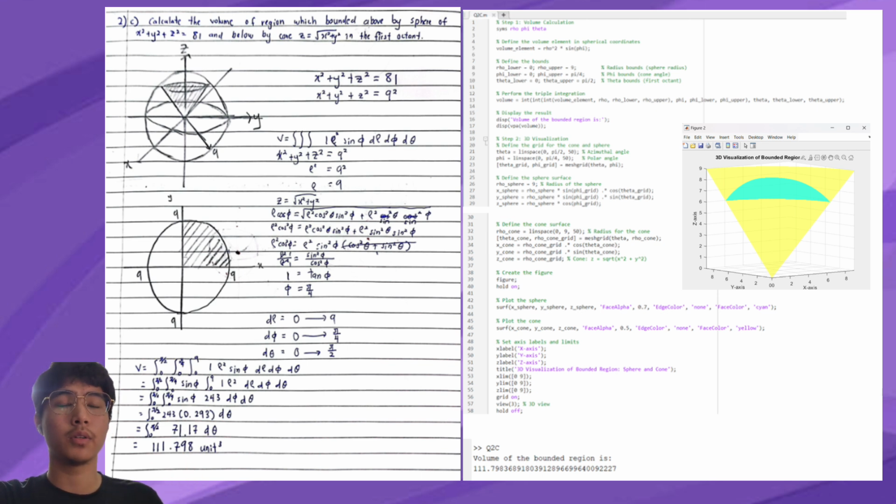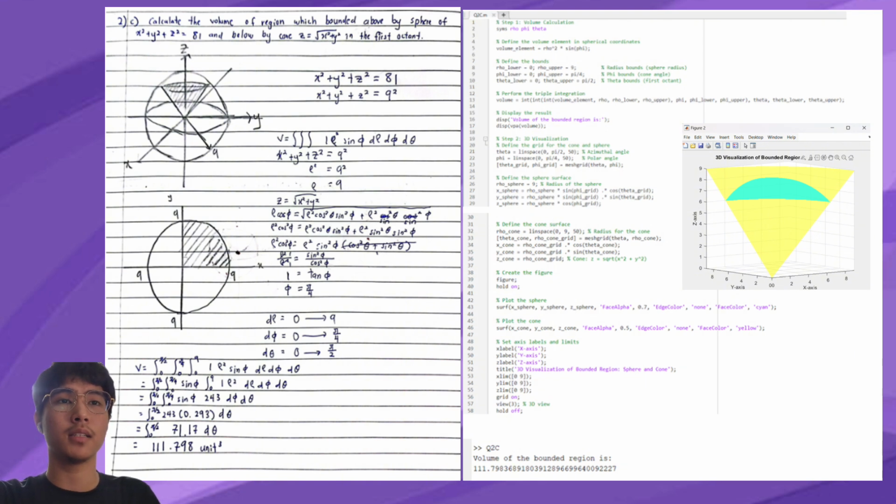First thing first, we need to sketch. You can see on my screen I already sketched the sphere and the cone. By using the formula, the triple integral of 1 rho squared sin phi d rho d phi d theta, we need to find the intervals of rho, phi, and theta. We know rho is 9, because x squared plus y squared plus z squared equals rho squared, so we take the square root of 81 and get 9. So rho is from 0 to 9.